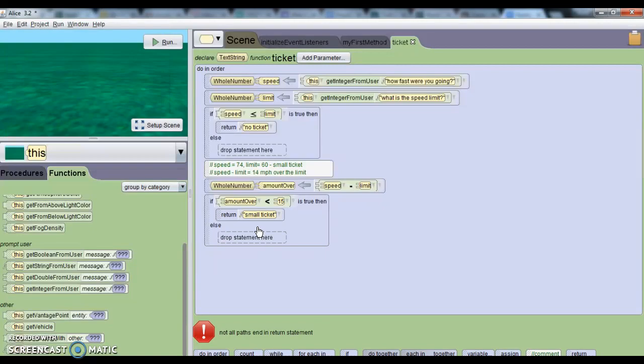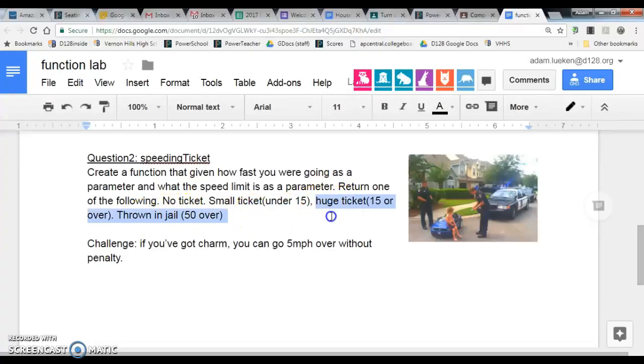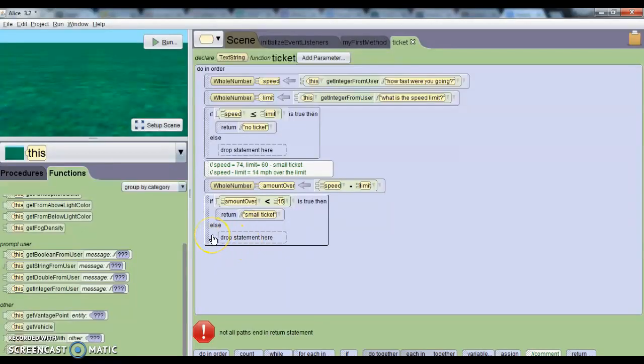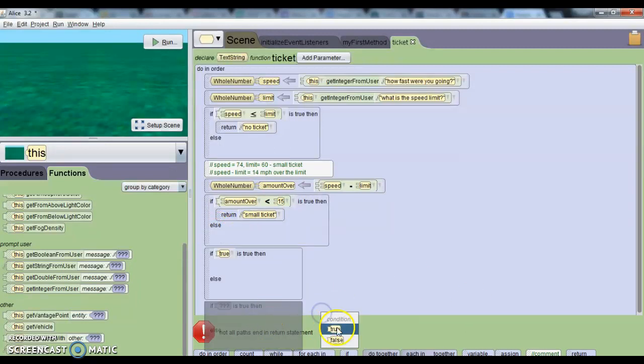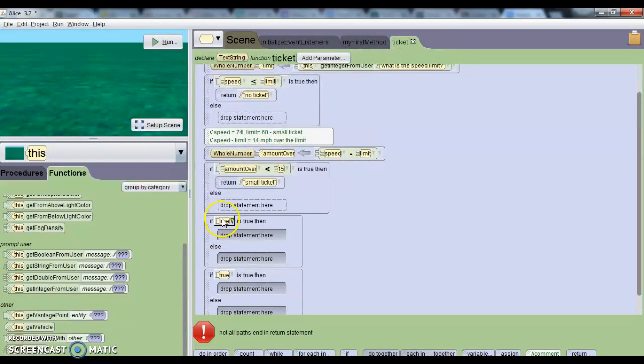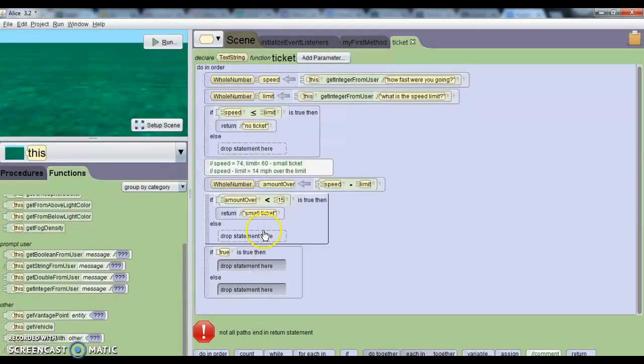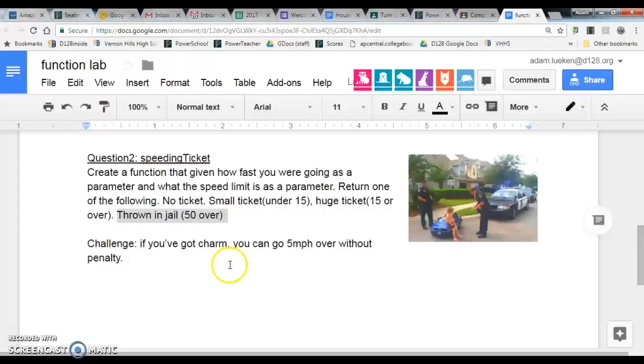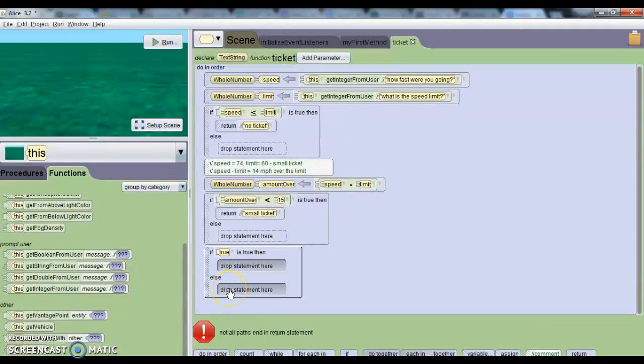Now, you'll have to do huge ticket, but I will end the video on this. Do not have 2 more if statements for this and this, because if this isn't true, this isn't true, this isn't true, and this isn't true, and you don't have anything in the else statement, that's bad. To solve this, you just need 1 more if statement. If it's not this one, meaning huge ticket, otherwise you're thrown in jail.